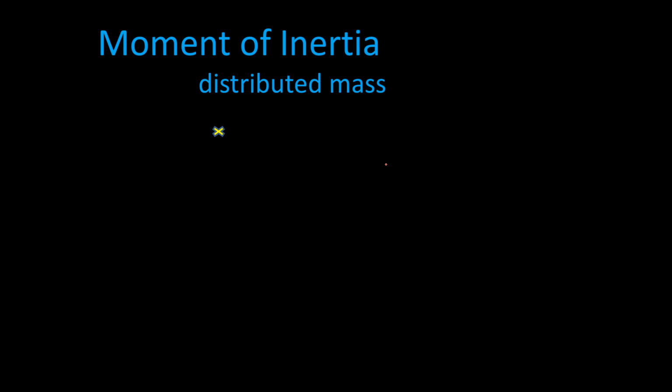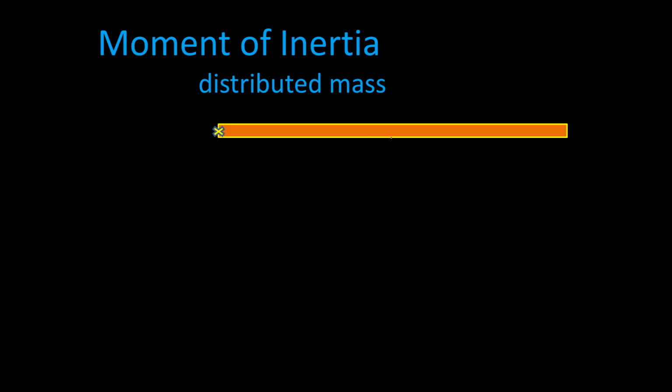But now, what if I have a distributed mass? I'm looking at rotating about this point, and I have a uniform rod. Let's say it has a mass m and some length L. How do I figure that part out? So for every little chunk here, I've got some amount of mass. That mass over the length gives our mass per unit length, which times that little bit of length will be equal to our little bit of mass.